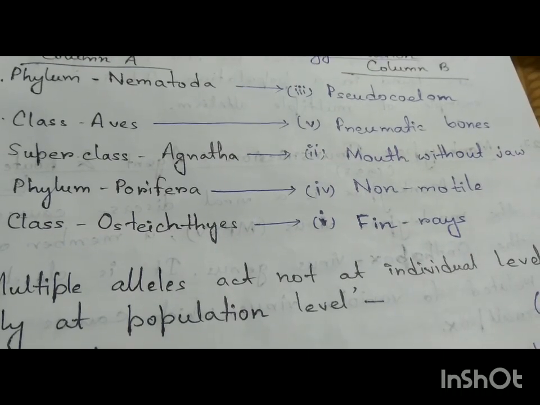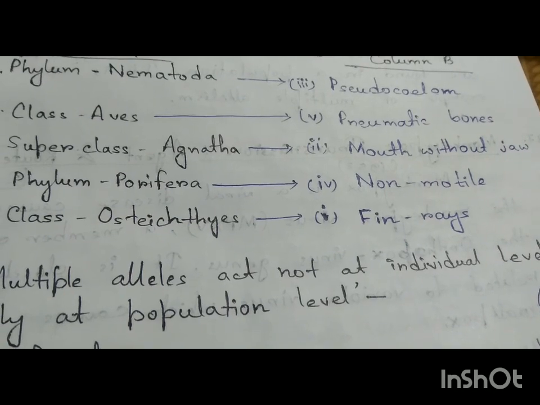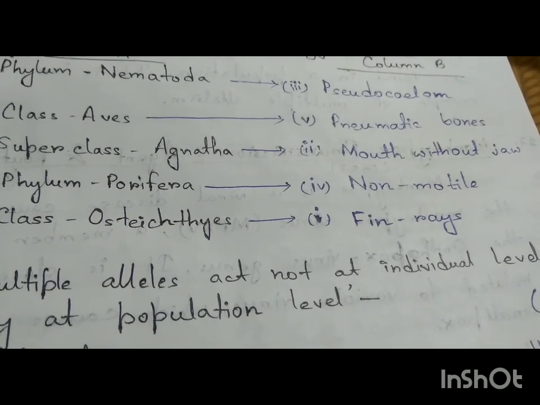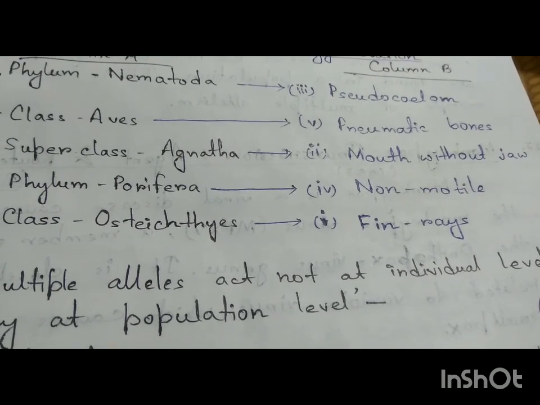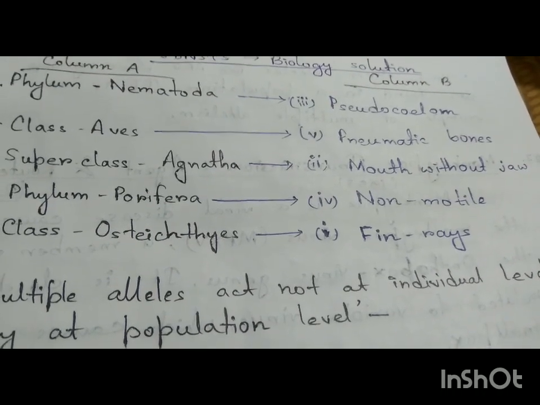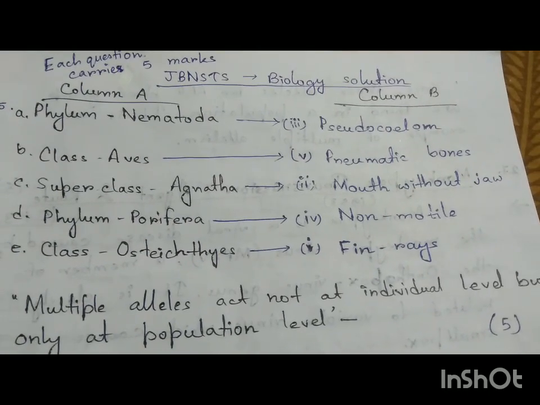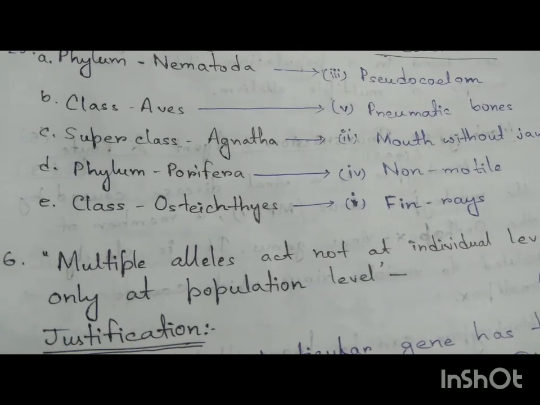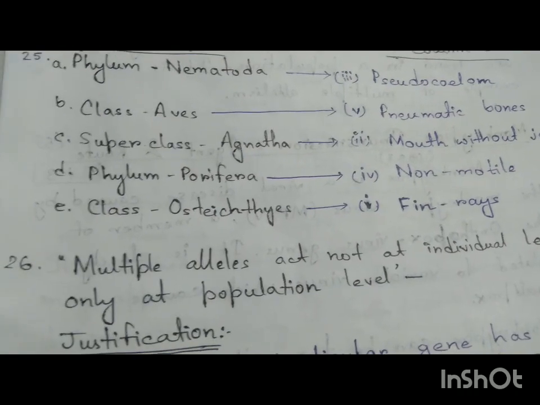The answer for superclass Agnatha is mouth without jaw. Next, phylum Porifera is a non-motile animal, because non-motile animals are those organisms that are not capable of moving from one place to another. The answer for class Osteichthyes is fin rays. Fin rays help fishes to control body position and to generate force during locomotion.